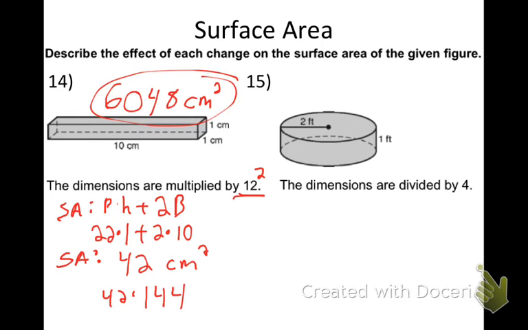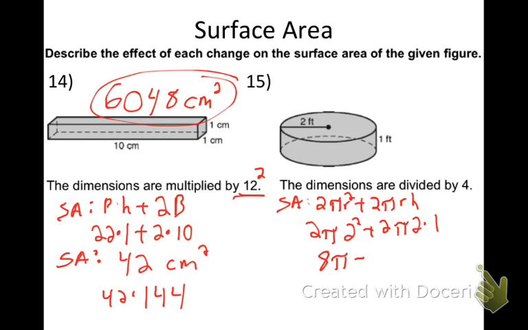15. I'd have to find the surface area of the cylinder. Remember, surface area for a cylinder is 2 pi r squared plus 2 pi rh. The radius here is 2, so I have 2 pi 2 squared plus 2 pi 2 times 1. 2 squared is 4. 4 times 2 is 8. I get 8 pi. Plus 2 times 1 is 2, times 2 is 4. I get 4 pi. 8 pi plus 4 pi gets me 12 pi. So surface area of that cylinder is 12 pi.